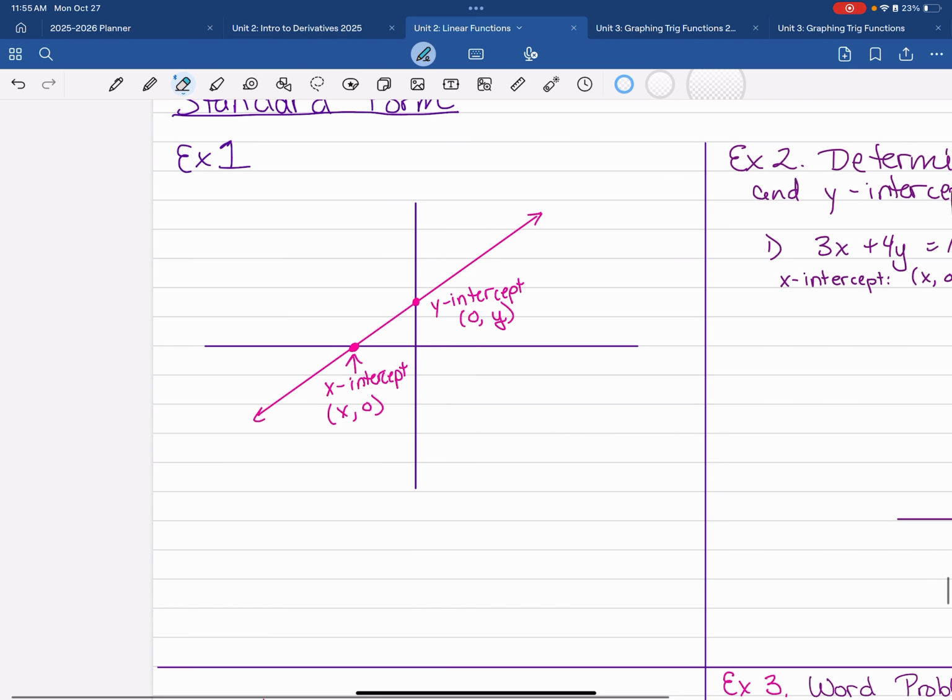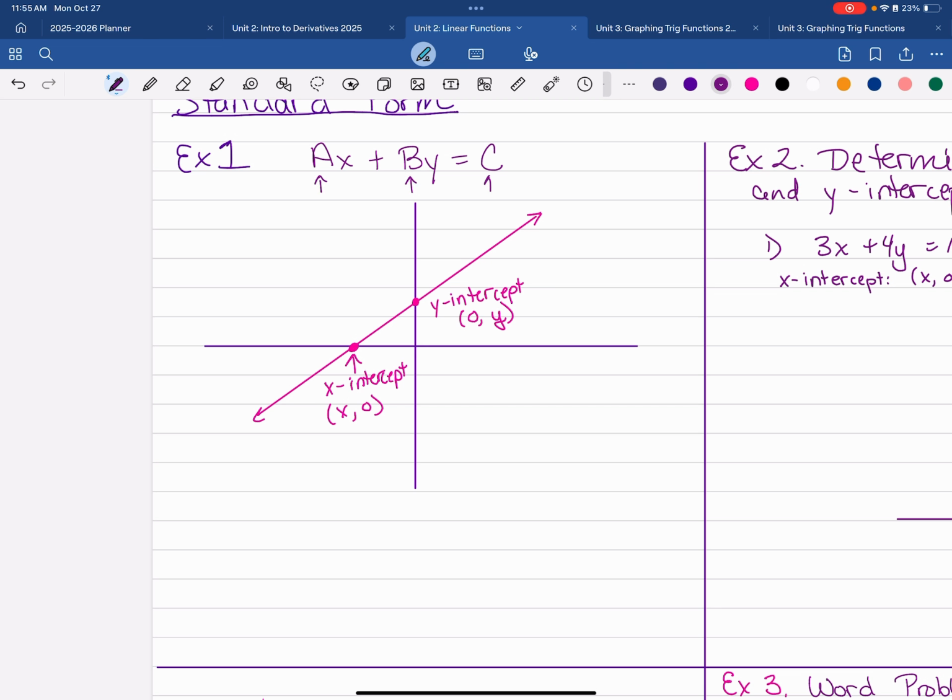So standard form is going to be of the form Ax plus By equals C. Our A, our B, and our C are all integers. So those are all going to be some type of numerical value. And what's super important is that we can't have both A and B be 0. A can be 0, B can be 0, but they can't both be 0. Otherwise, that equation just doesn't work anymore, because then we lose all of the variables.